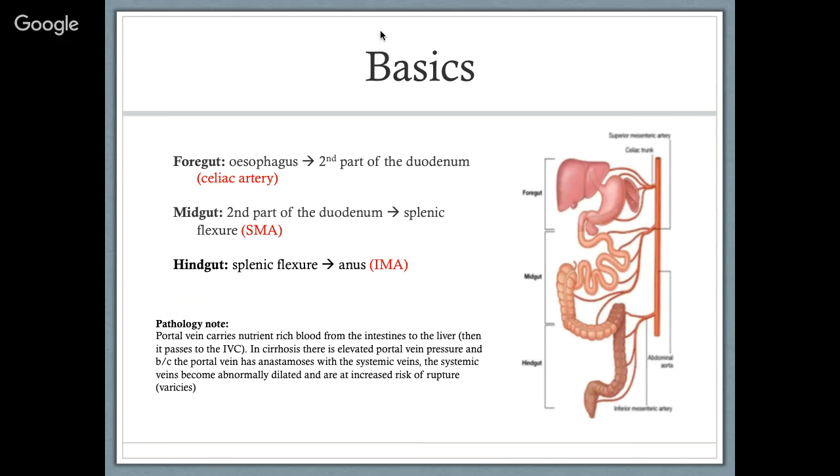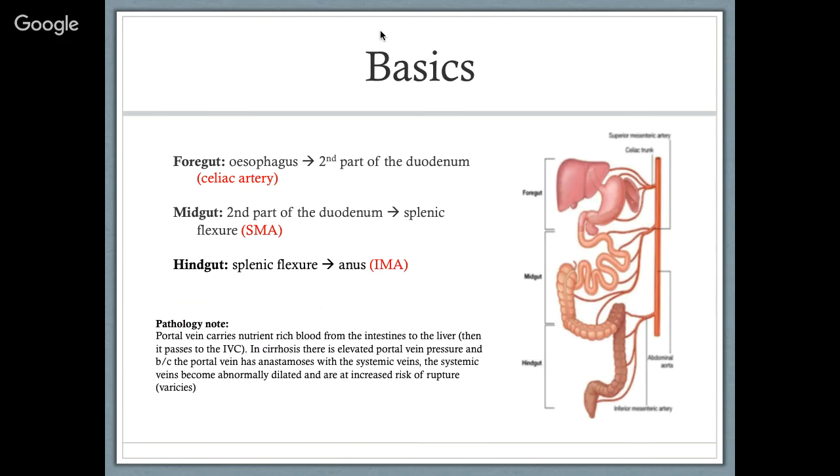And while we're on vasculature, just to note, there's dual blood supply to the liver. The liver is probably the most complicated blood supply in the GIT system. There's the portal vein and there's the hepatic artery. So the portal vein is what carries the nutrient-rich blood from the intestines to the liver. And the reason why this is important is because in cirrhosis, there's anastomoses between the portal veins and the systemic veins. And if you increase portal vein pressure, you end up increasing pressure in the systemic veins and then you get varices. So does anyone know the three places where you'll get varices? Yeah? Yep. Yeah, perfect. Exactly.